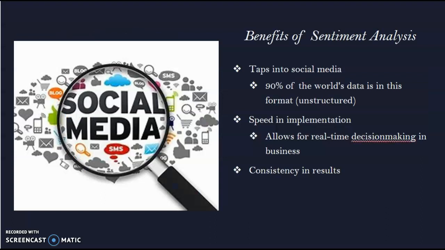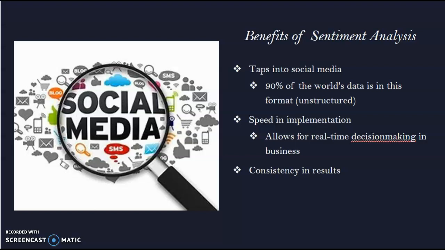Some of the benefits of sentiment analysis are its ability to process huge amounts of data in an efficient and cost-effective way. 90% of the world's data is unstructured, meaning untouched and raw, and usually text-driven. Examples would be emails, support tickets, chats, and social media.